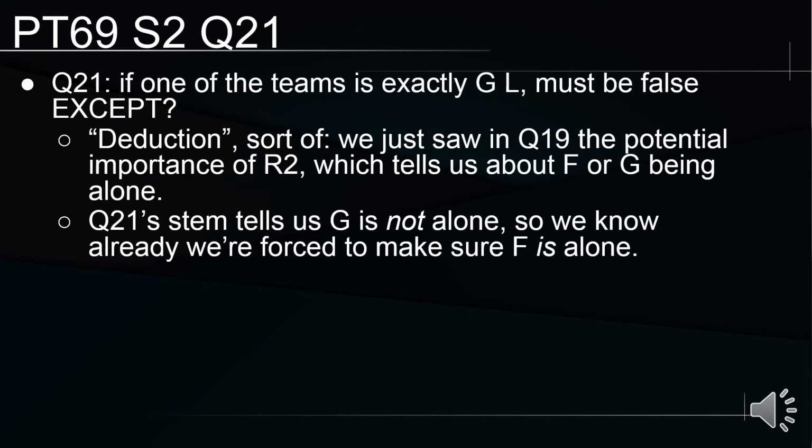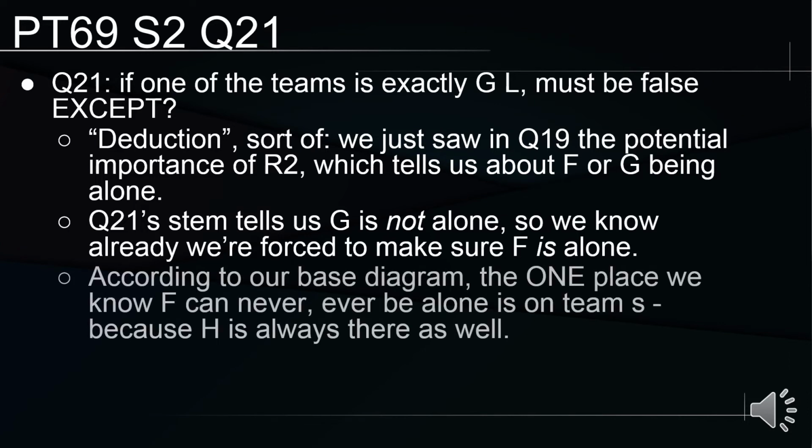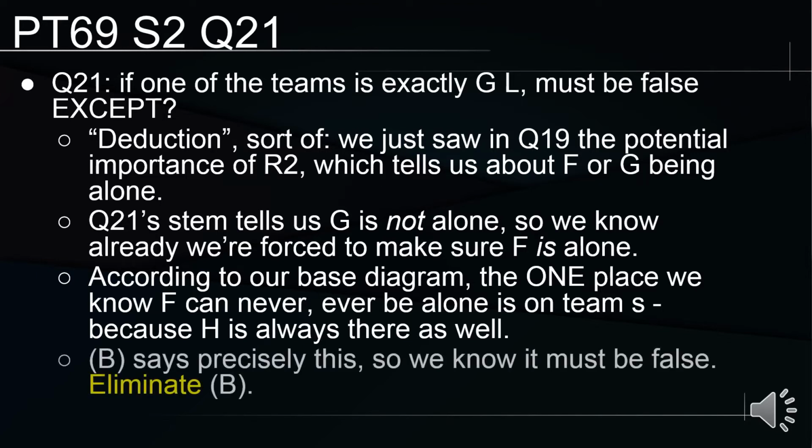So this is just a piggyback on what I was talking about with F and G in rule number 2. Because this question stem pairs G with another letter, for sure, we know that no matter what happens, G is not alone. So F being alone is the only way to fulfill rule 2, so we know now that F has to be alone. I'm not sure that really tells us much though. According to our base diagram, the one place we know that F can never ever be alone is on Team S, because H is always there. Fortunately for us, answer choice B says precisely this, so we know it has to be false.